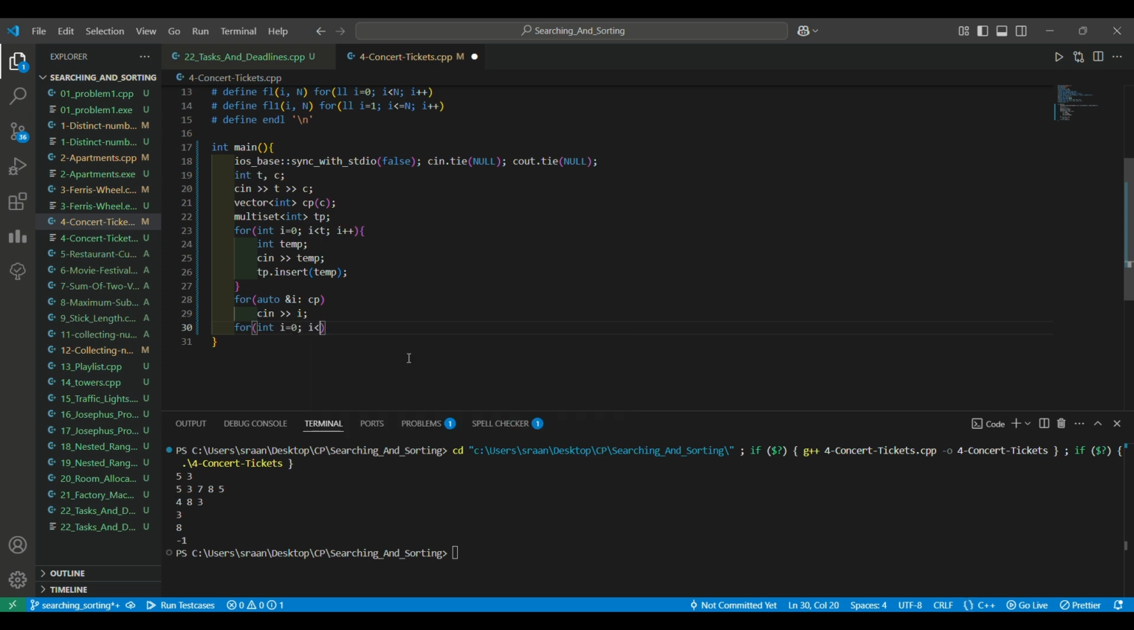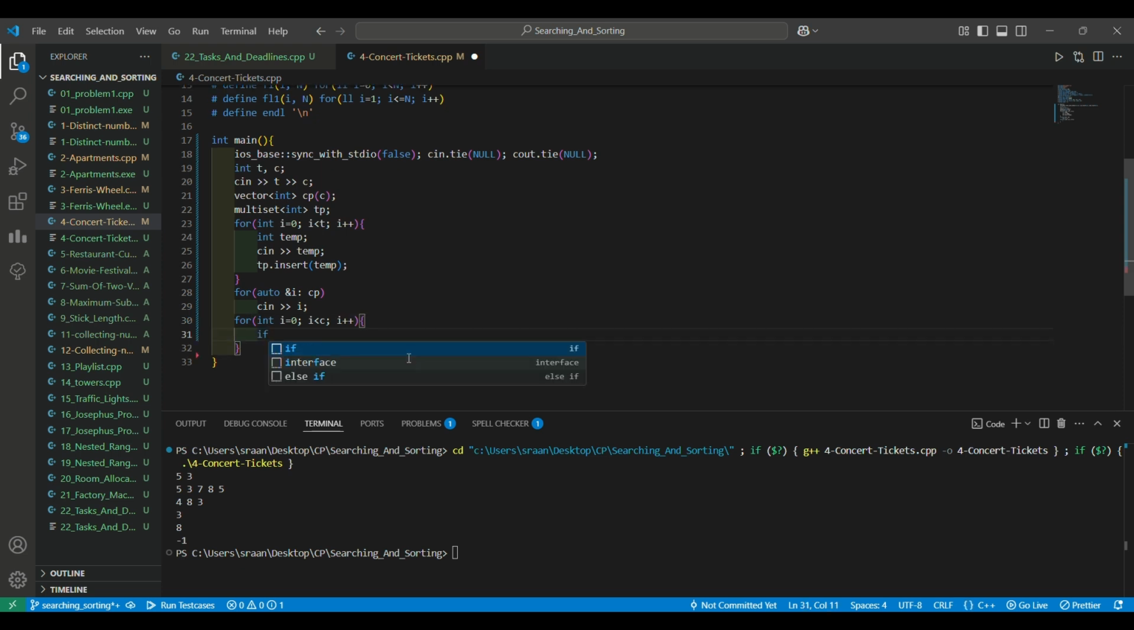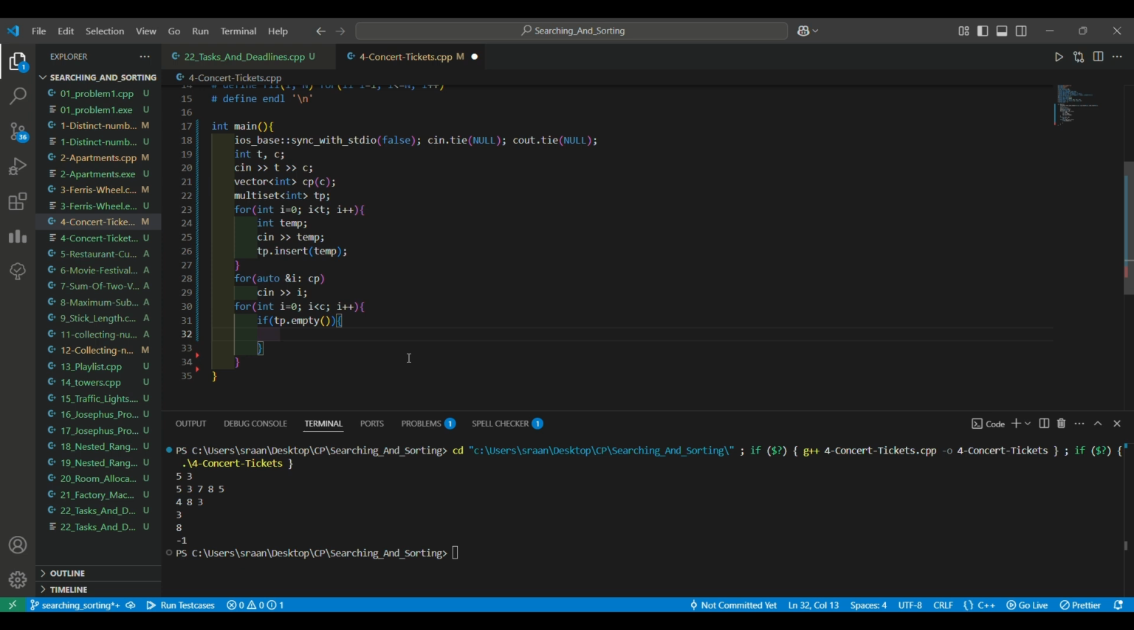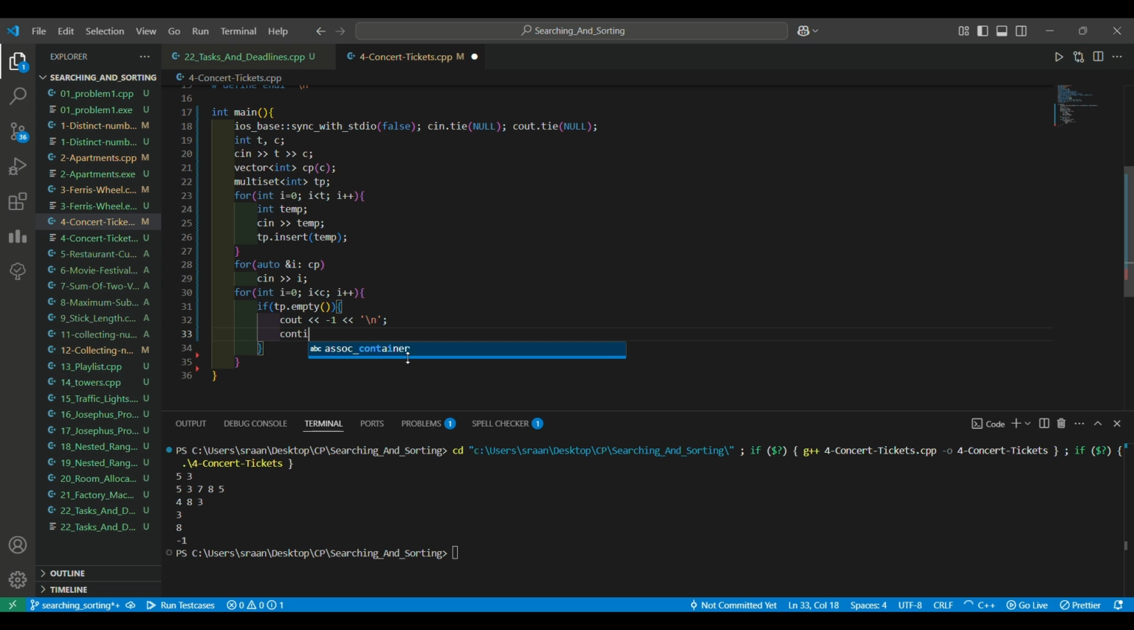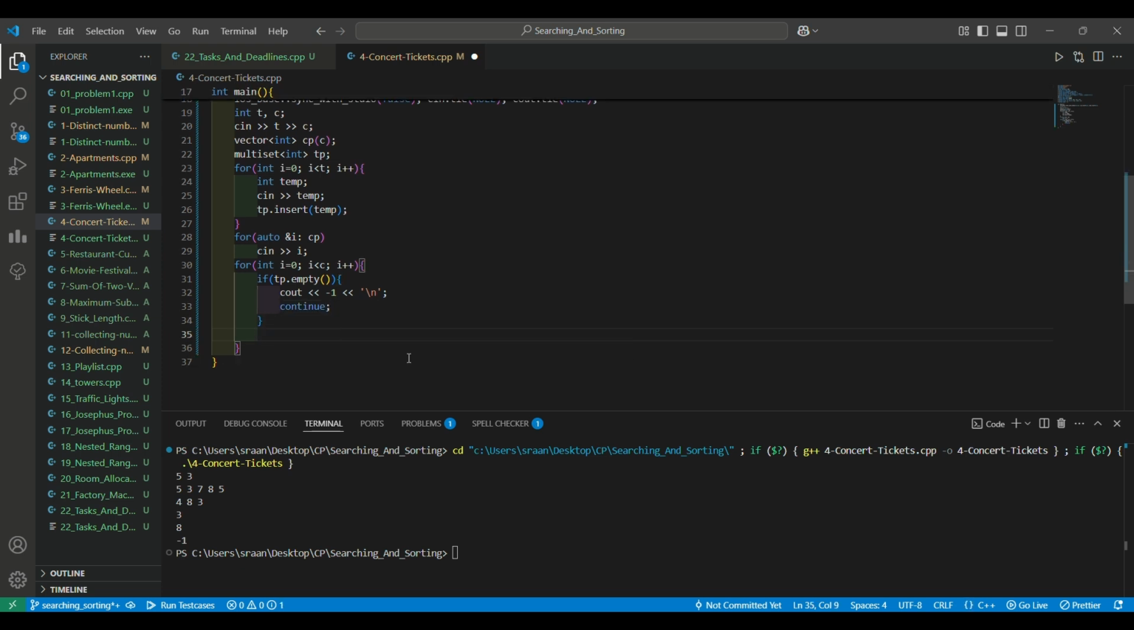For int i equals to 0, i is lesser than c, i plus plus. Now if tp dot empty, that means if tp is already empty, then we cannot sell any tickets because all the tickets are already sold. In that case, we will print -1, and after that we will continue for the next customer.